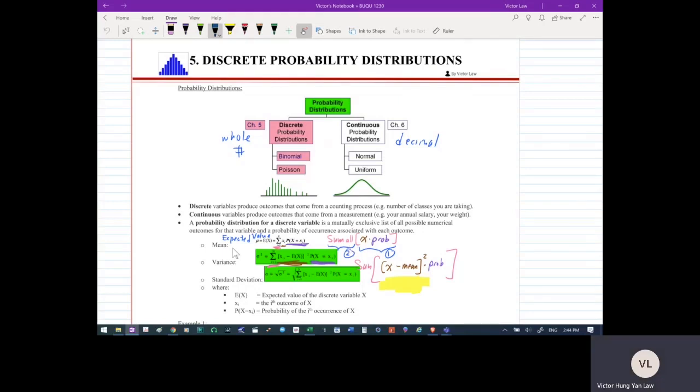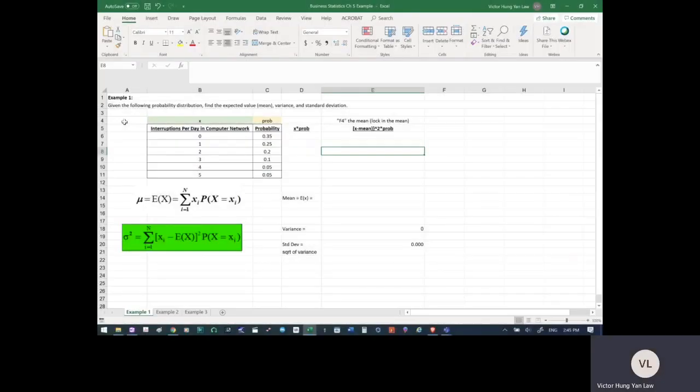We're going to go to Example 1 right now, and I'll show you how to calculate the expected value or the mean in Excel. Example 1: given the following probability distribution, find the expected value, the variance, and the standard deviation. In the question, we have the interruptions per day in a computer network, and then we have the probability. Your interruptions per day, which is column B, is your x. The x values go from 0 all the way to 5, and then in column C we have your probability.